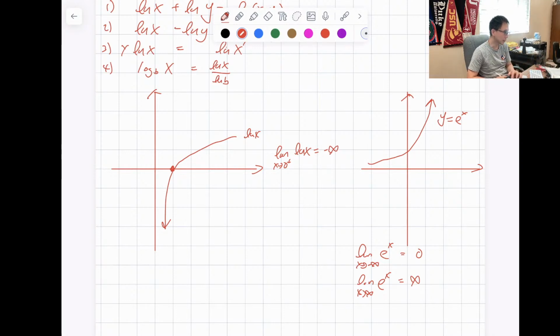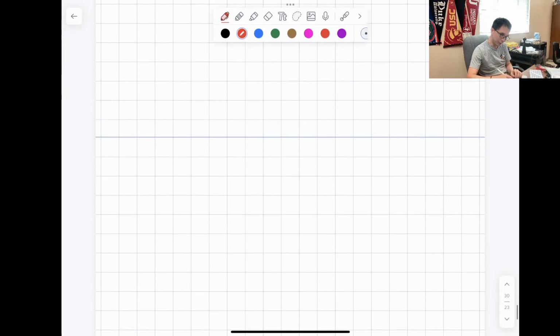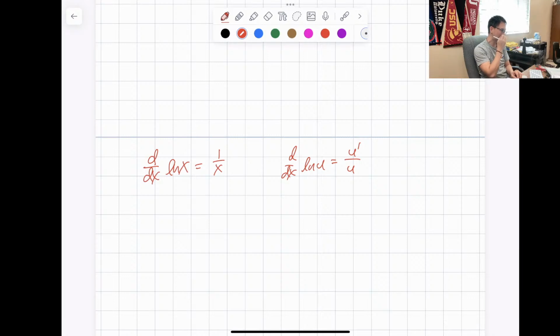So I'm going to talk about derivatives today. The derivative of natural log of x is equal to what? This one's much easier. 1 over x, right? And the d/dx of natural log of u is going to be u prime over u. Here's a simple question. You guys already know how to take the derivative of natural log of x: it's 1 over x.